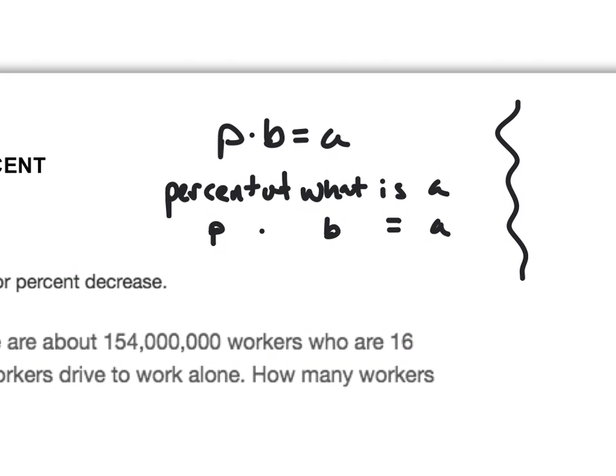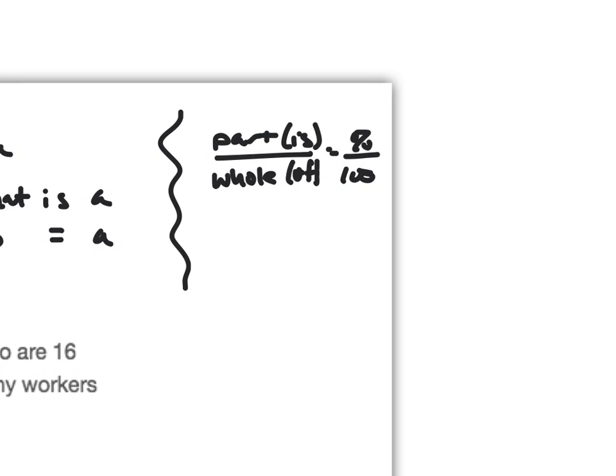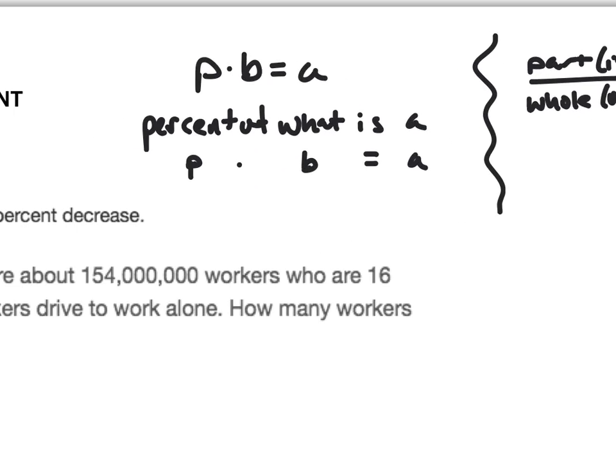Or you can use the proportion, okay? And that, remember, is part over whole, which is of, and that's equal to the percentage out of 100. So we can use either or. It kind of depends on what you guys want to do. It doesn't matter to me, but we got to be able to use both, okay?